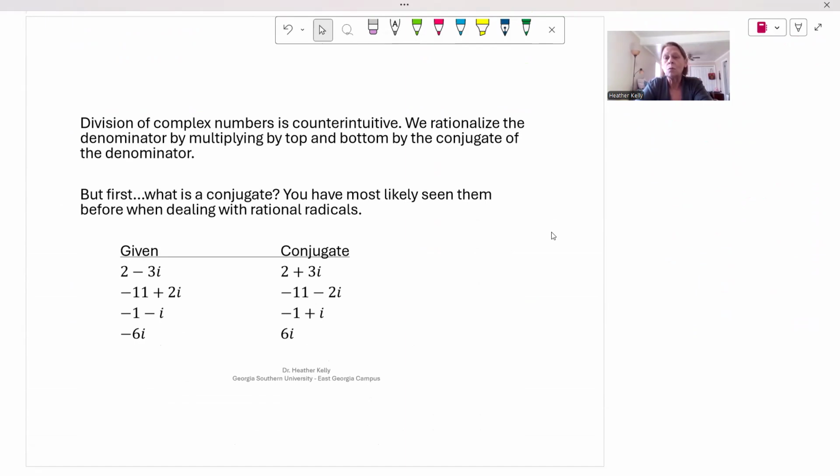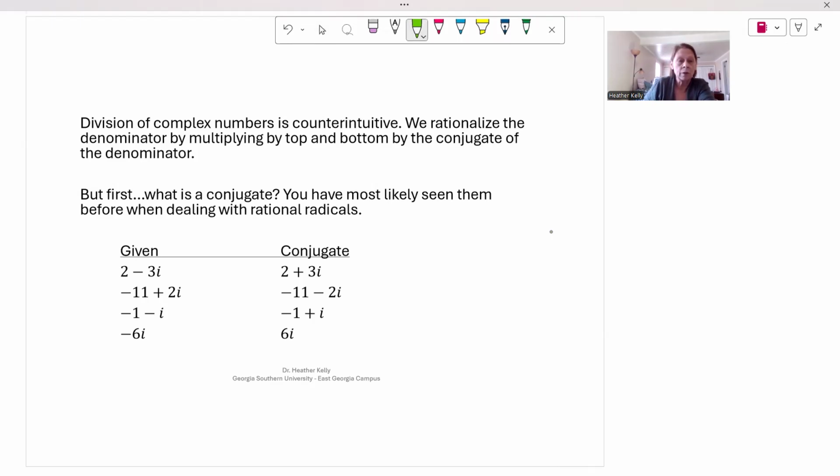So what we do with complex numbers is we rationalize them by multiplying top and bottom by the denominator's conjugate. Now, first, what's a conjugate? Well, a conjugate happens when you just change the sign of the imaginary part. Not both signs, just the sign of the imaginary part, that b part, that i part, that second piece in general.